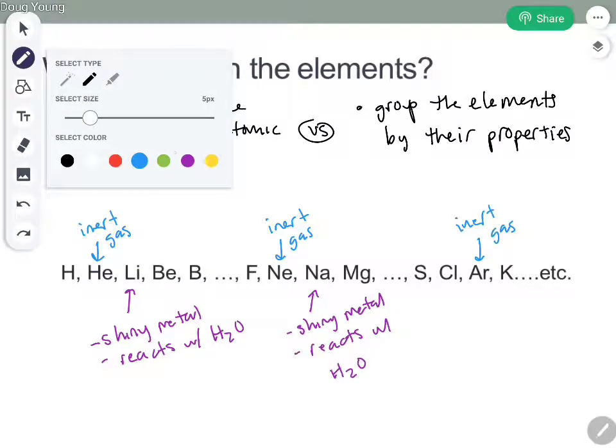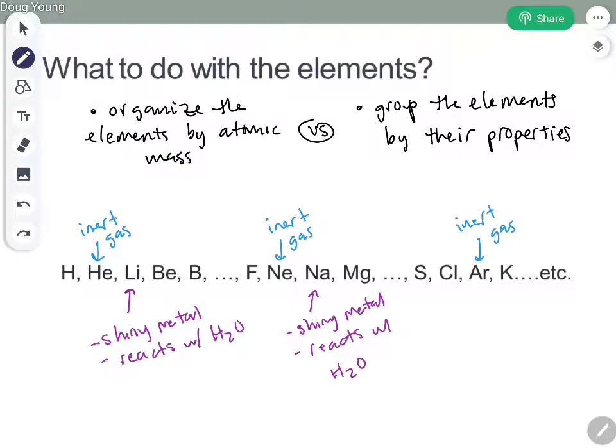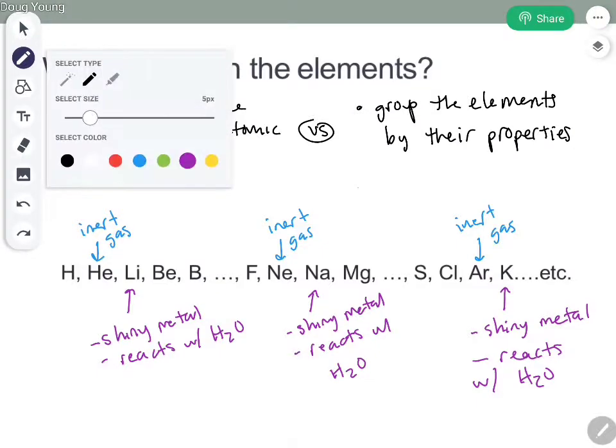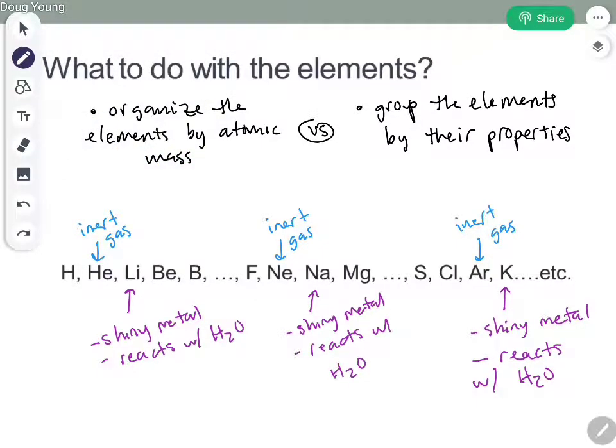And if you know nothing about potassium, you probably can get the point by now, right? Just looking at the pattern. Potassium, also a shiny metal, also reacts with water. And so what they noticed was that these properties show up periodically. These properties are repeated periodically. And so people wanted to organize them in that way, which is what gave us the periodic table of elements.